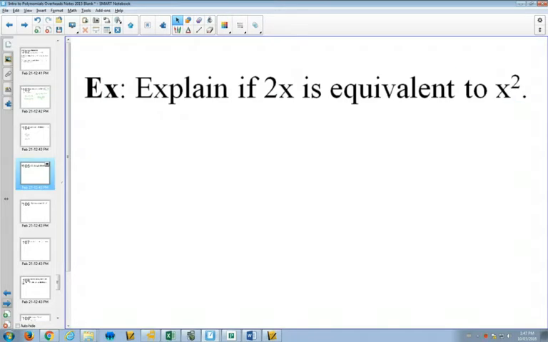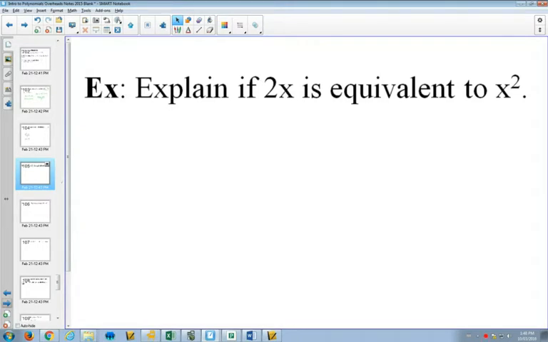Okay, so if we're trying to show if two things are equivalent to each other, we either have to simplify them and say, yes, they are the same. So the first thing we would try to do is, can you simplify 2x so that it looks like x squared? Or could you simplify x squared so that it looks like 2x?